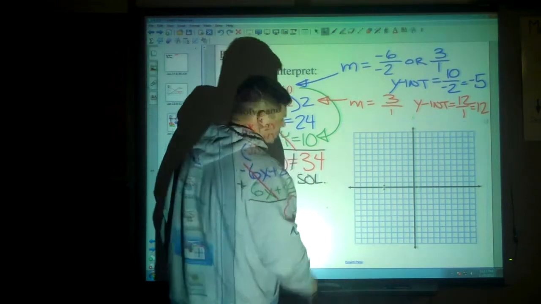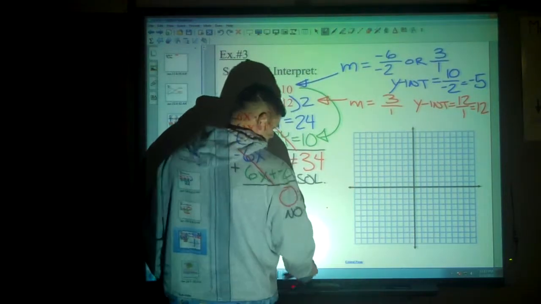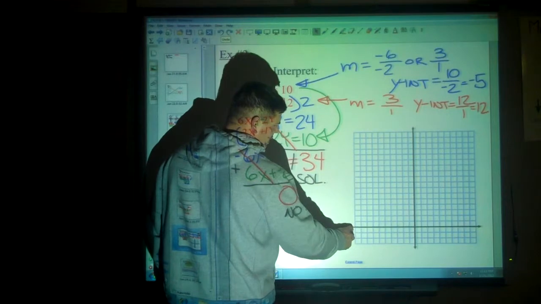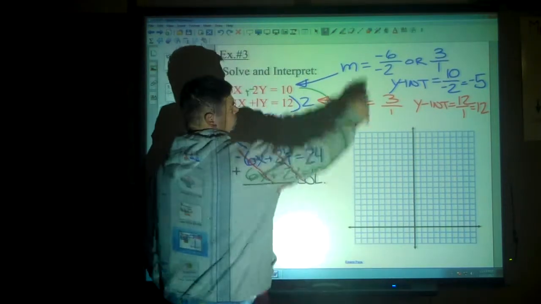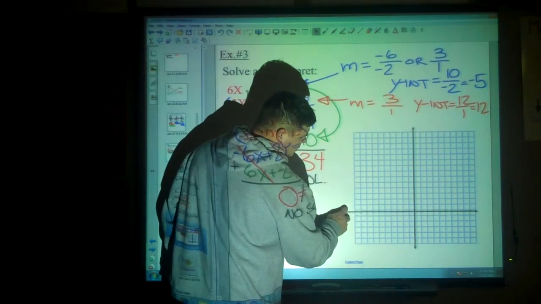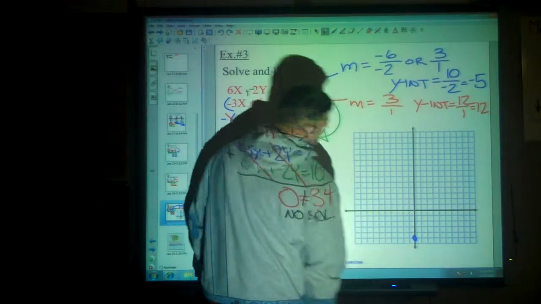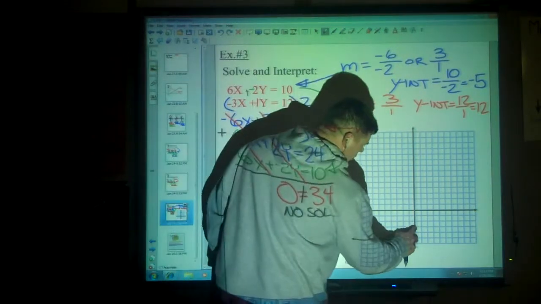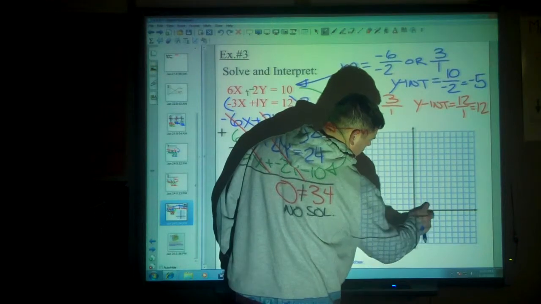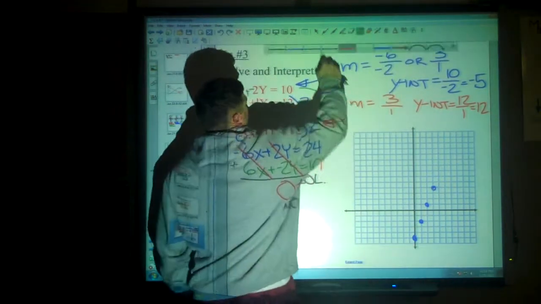It's acting a little slow tonight. I'll move this down a little bit. That will allow me to graph. The first one has a y-intercept at negative 5. So 1, 2, 3, 4, 5. There's the y-intercept at negative 5, and it goes up 3, 1, 2, 3, and right 1. So it's definitely enough to make my graph.